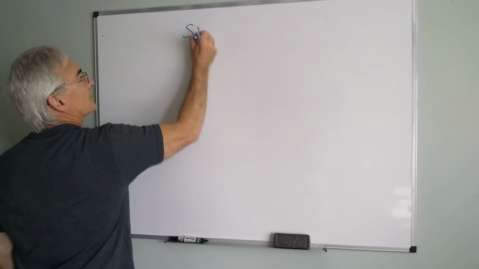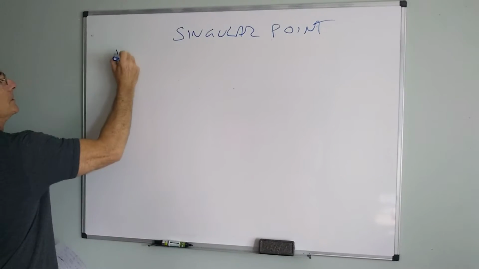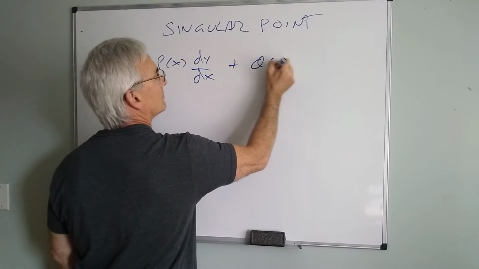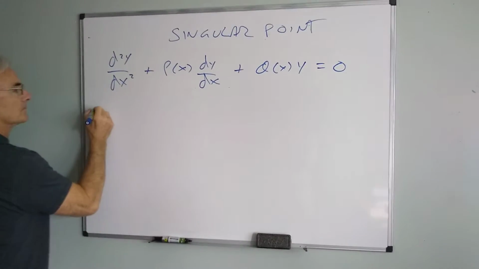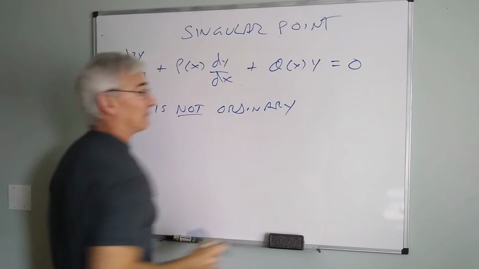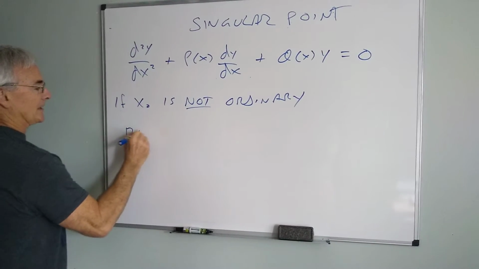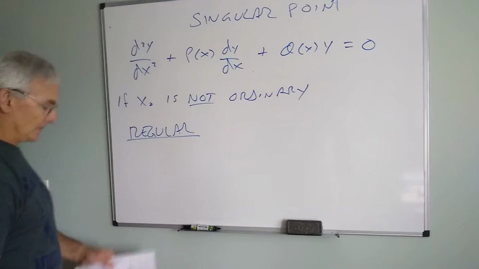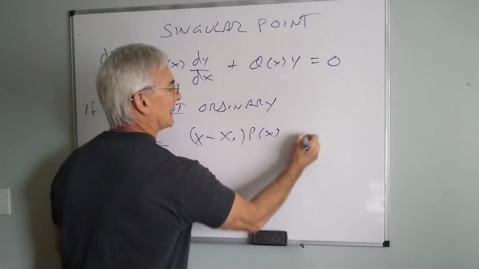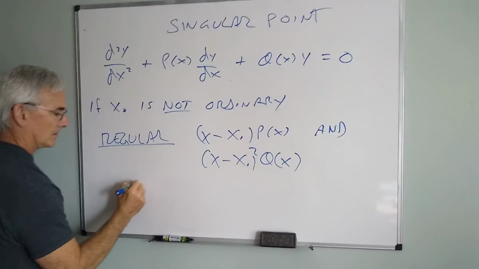Okay. Now we want to talk about what's called a singular point. So going back to the form we just did, okay, if x0 is not ordinary, then it is a singular point. But now there's two types of singular points. Okay? The first one we're going to describe as what's called a regular singular point. A regular singular point is one in which x minus x naught times p of x and x minus x naught squared times q of x are analytic.